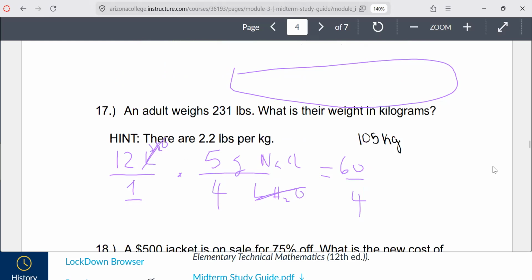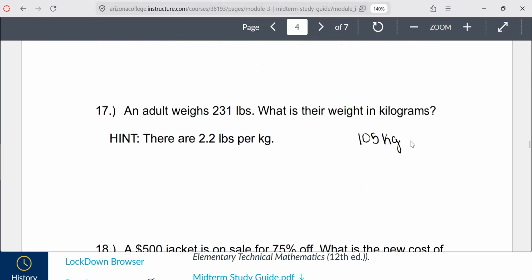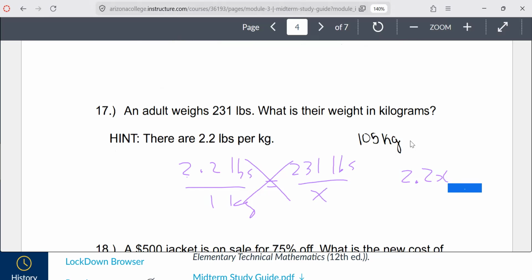Number 17. So 17, you're changing weight. You have 2.2 pounds per 1 kilogram equals, you've got pounds on top, so you put pounds at the bottom. X, you cross multiply, you've got 2.2X equals 1 times 231, which is 231, divide by 2.2, divide by 2.2. Yep, and that should give you the 105. 105.